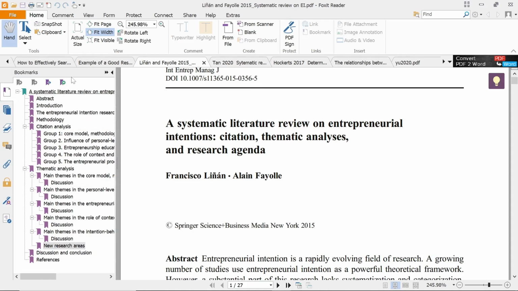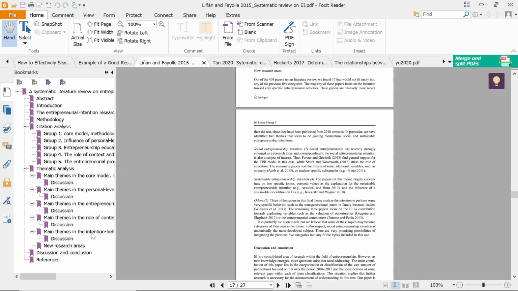It has good bookmarks, so you can just skip this. Then you go to this part, research areas. Systematic literature review papers are structured in a certain way. So you just look at the titles of the themes, like introduction, methodology. Here there's new research areas. So I'll just tap on that.